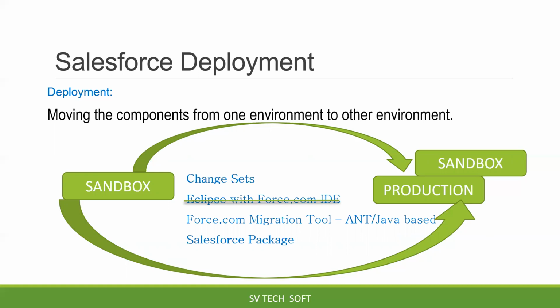Say, for example, change sets. Change sets are very commonly used. Suppose you create some 5-6 files or components. Then you just add those 5-6 components with their dependencies into this change set, and then push the change set. From sandbox A, it will go to production. In production, you just click a button, validate the change set, and deploy it. It is very easy.